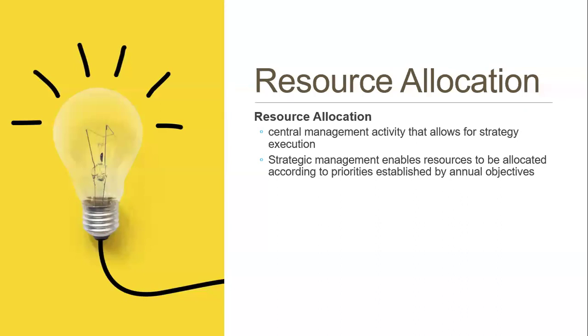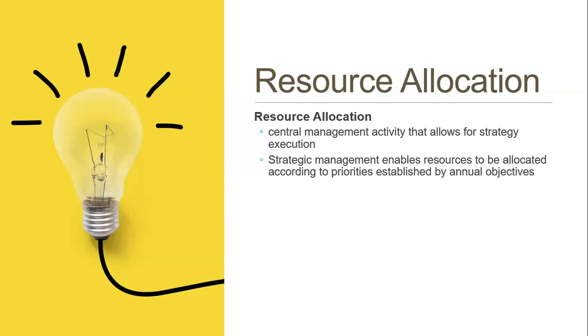Now, it is also important to allocate resources appropriately, because if we do not allocate resources in the right quantities and at the right time, at the right place, in a cost-effective manner, the implementation stage of a strategy will suffer a lot of hiccups. So resource allocation can be explained as the distribution of an organization's assets across the varied business units, departments, divisions, or if you like, regions, with respect to the priorities that have been established according to the annual objectives.